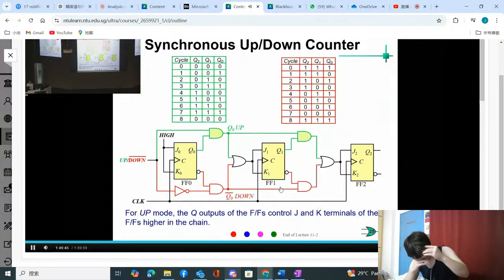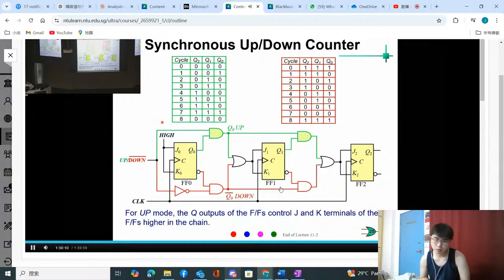Just now we talked about the synchronous up counter. Count from 0 to 111 and go back to 0 again. Then there's a down counter. Count from 111 to 0, 0, 0 and go back to 111 again. Then you also can design using up-down control with the clock signal.